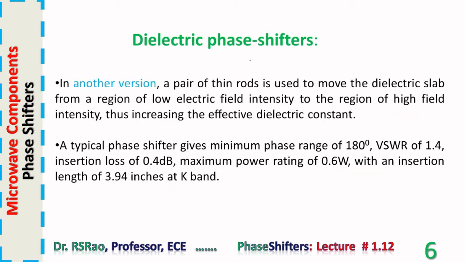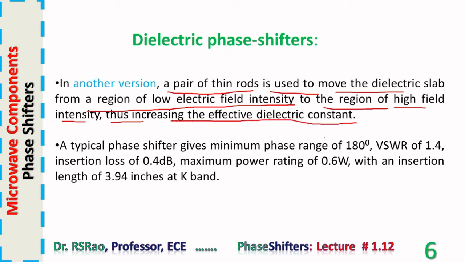In another version of dielectric phase shifters, a pair of thin rods is used to move the dielectric slab from a region of low electric field intensity to a region of high field intensity, thus increasing the effective dielectric constant. A typical phase shifter gives a minimum phase range of 180 degrees, VSWR of 1.4, insertion loss of 0.4 dB, maximum power rating of 0.6 watts with an insertion length of 3.94 inches at K-band.